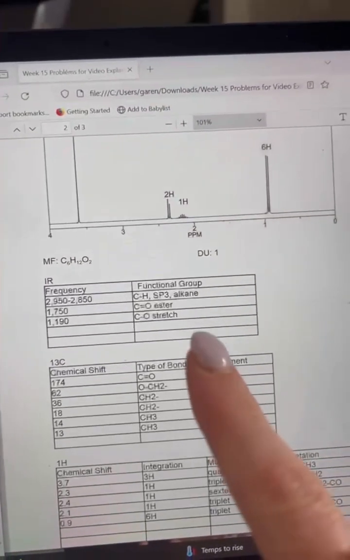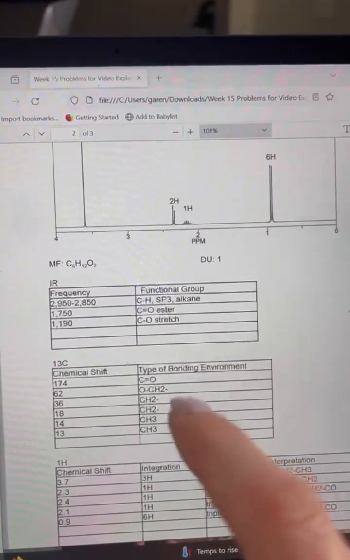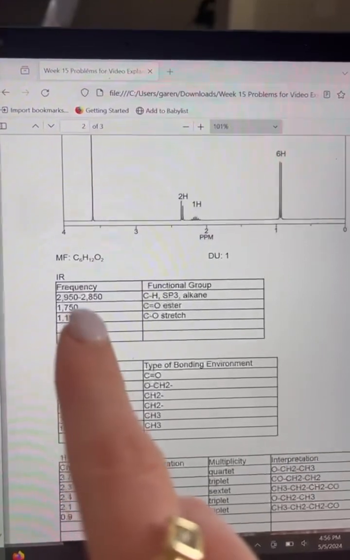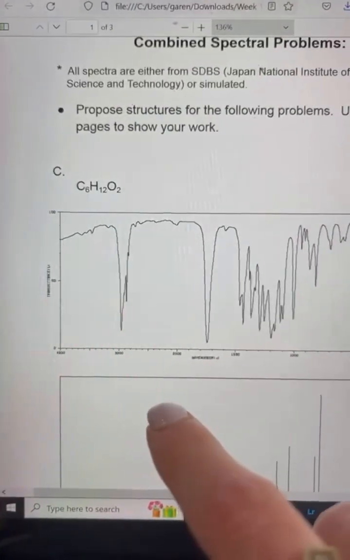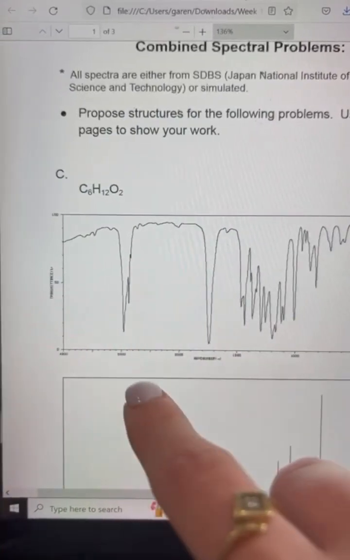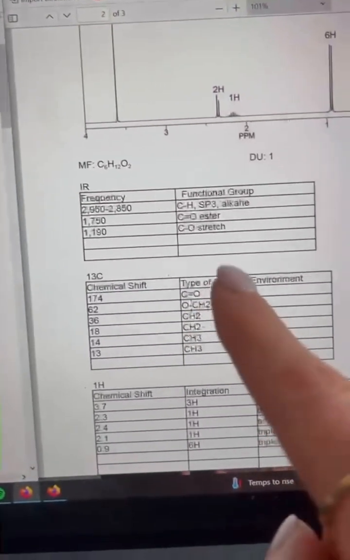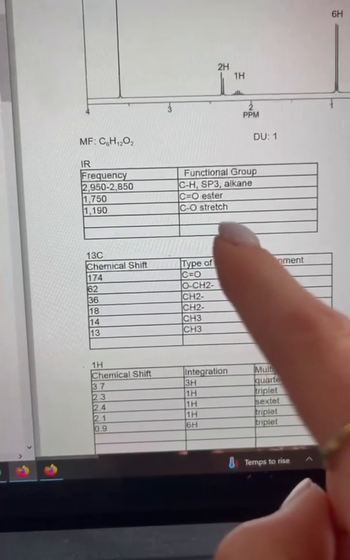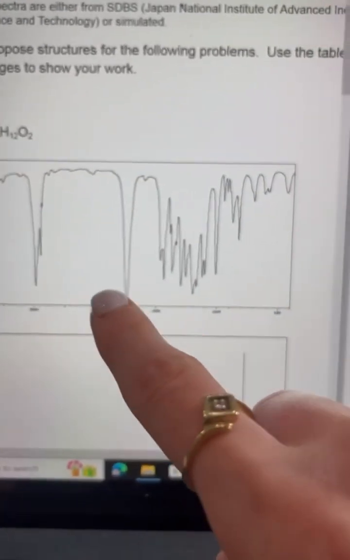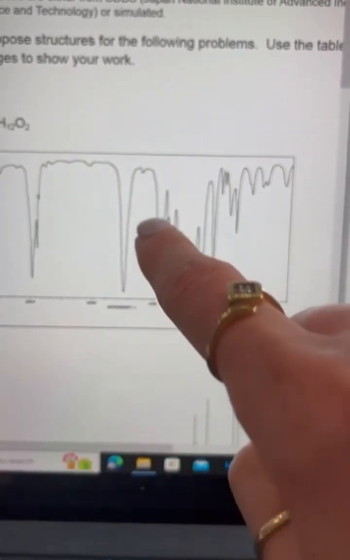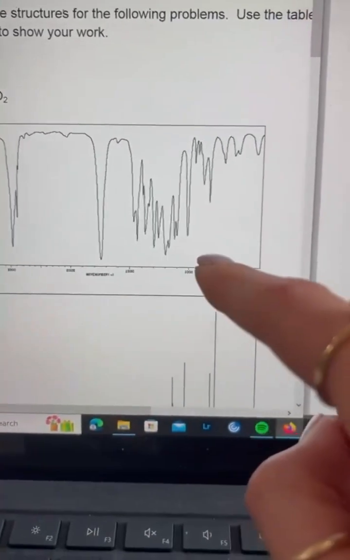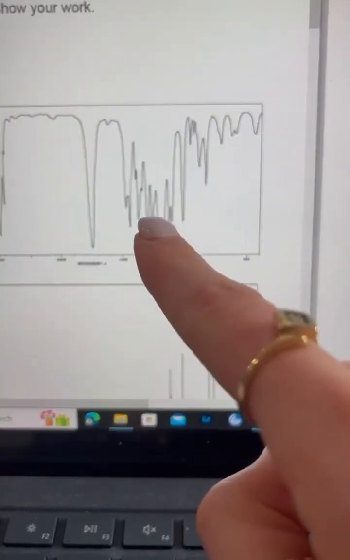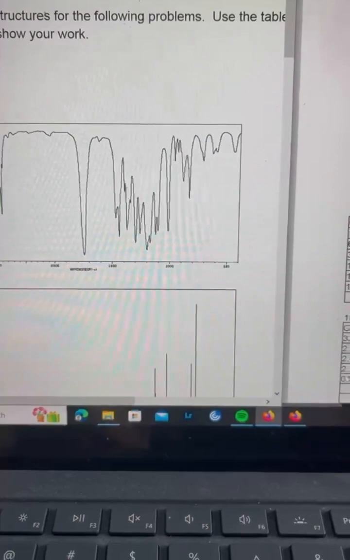So our alkane group is showing around 2950 to 2850, and you can see that falls on this peak over here near 3000. And then our C double bond O ester group is about 1750, which is going to be this peak in this area here. And then lastly, for this table, we have our CO stretch, which is going to correlate around 1190, so in these wavelengths around that area.